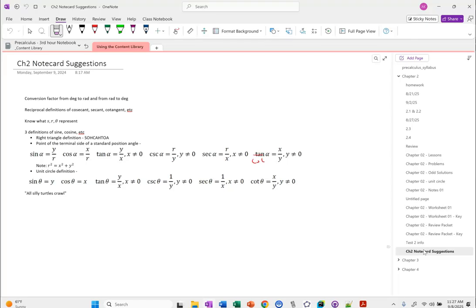Then I'd want to make sure I have my 3 different definitions for sine, cosine, and tangent. So I have SOHCAHTOA. If I don't have that memorized on what those things mean or how to spell it, no card it goes. The point on the terminal side of a standard position angle definition. Again, I'd write it down. Along with the fact that r squared is x squared plus y squared. The unit circle definition, same idea, just gonna write it down. The All Silly Turtles Crawl that helps me tell which trig function is positive in which quadrant, write it down.